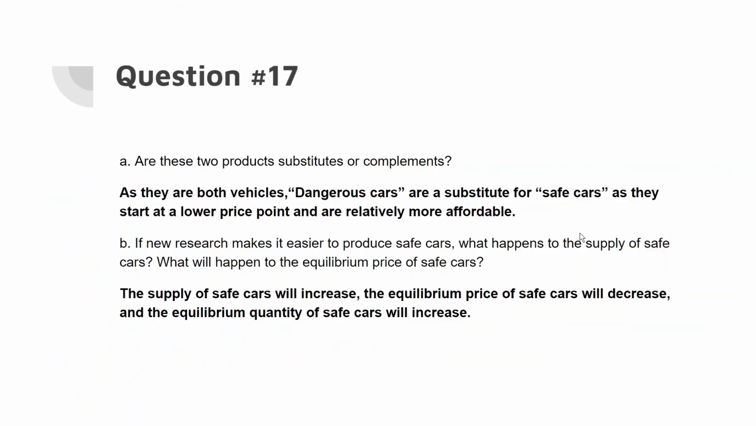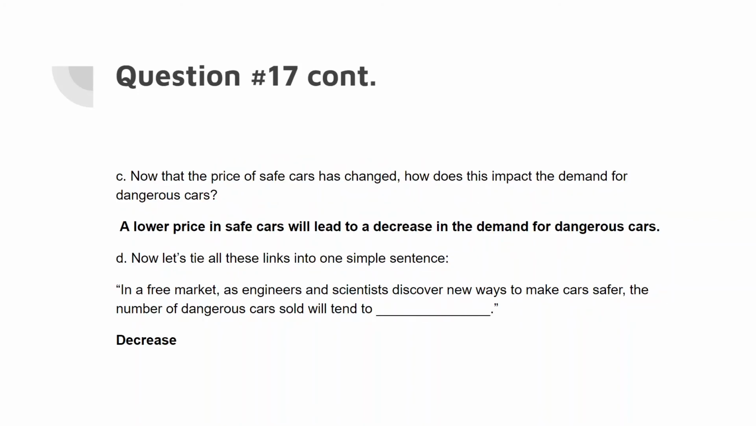quantity. In 17A, dangerous cars are considered a substitute for safer cars, as they're both cars and you usually get one vehicle, and dangerous cars are at a cheaper price point than safer cars. In B, with an increase in the research, there would be an increase in the supply of safe cars, which would lead to the equilibrium price of safer cars decreasing, and also the equilibrium quantity of safe cars increasing.